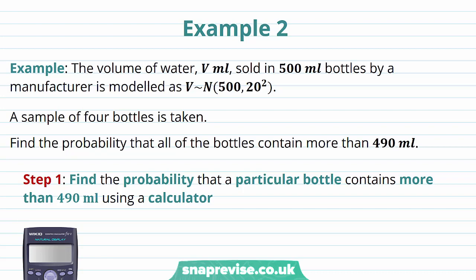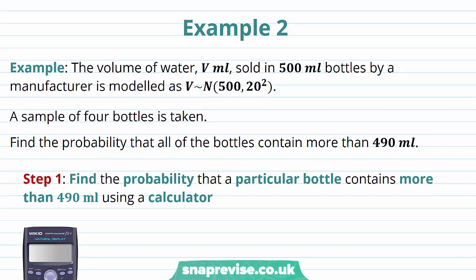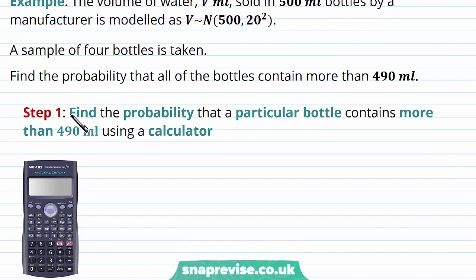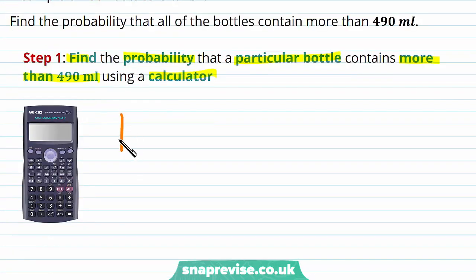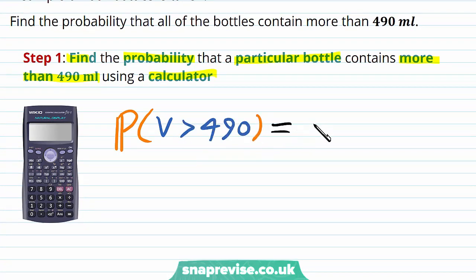A sample of 4 bottles is taken. We are asked to find the probability that all of the bottles contain more than 490 milliliters. Our first step is to find the probability that a particular bottle contains more than 490 milliliters using a calculator. We have that the probability of V being greater than 490 is the same as 1 minus the probability of V being less than or equal to 490.